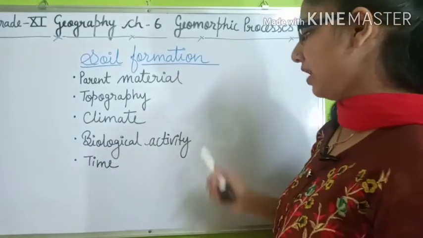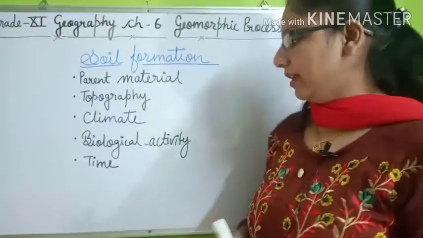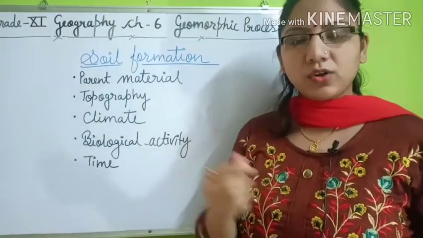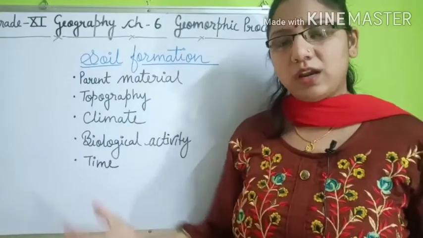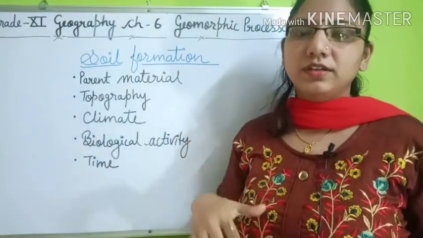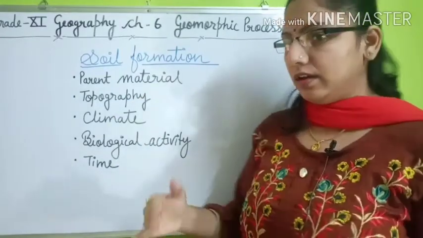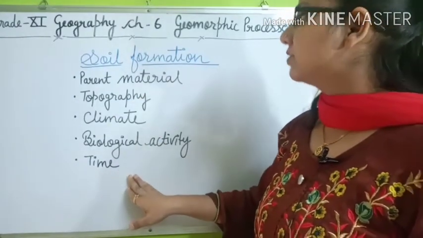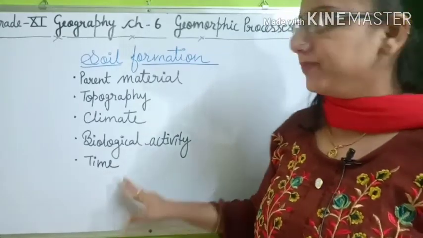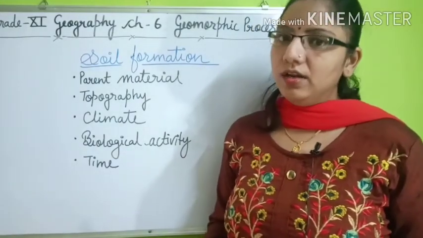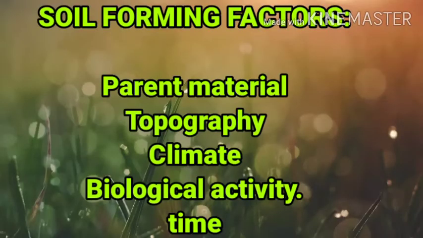Next is the biological activity that we will discuss, and then after that the time. As we know, to form a soil layer it is taking so much time. To form a 5 millimeter layer, more than 100 to 1000 years are required in the soil formation. So students, let's see what these factors are which are affecting the soil formation.